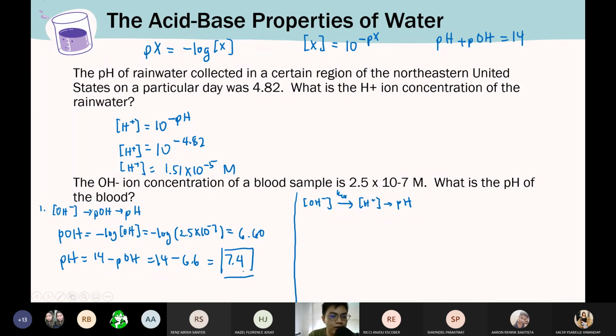Okay, pwede rin naman yung OH to H plus concentration using Kw, and then you can get the pH. I should end up with the same answer. Okay? So remember, Kw is this. So H plus times OH. We are looking for the H plus. Basically, that's Kw divided by the OH. And Kw is 1 times 10 raised to negative 14. OH is 2.5 times 10 raised to negative 7.